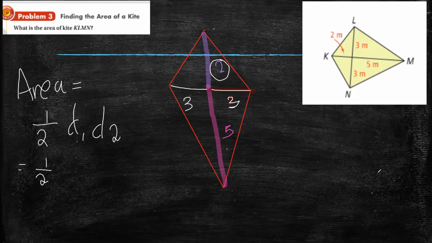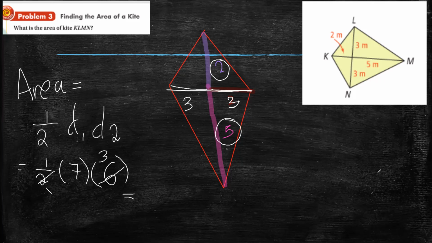It is 2 plus 5, so it will be 7. And the second diagonal, which is this one, the 3 plus 3, which is 6. So because of that, I will say now that the area is 21 meters squared. I multiply 7 by 3, and you get 21 meters squared.